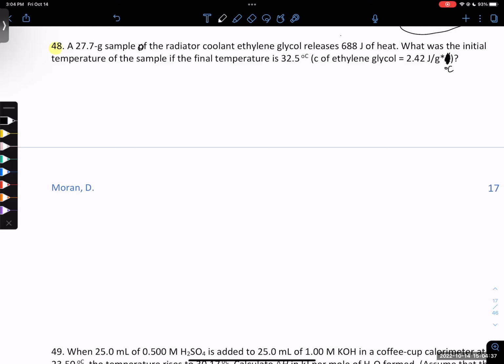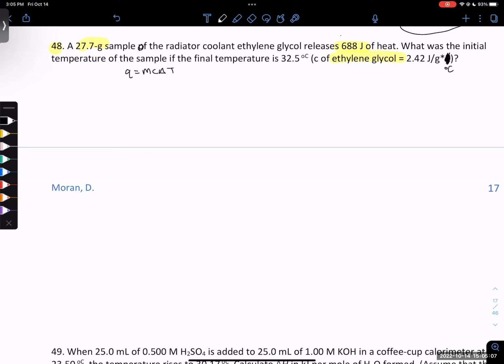Where should we start? Okay, so you're saying we have everything we need. We have the specific heat of ethylene glycol right here. We have mass, we have the heat, so we have 3 out of 4 variables, right? So Q is equal to MC delta T. It's releasing the heat, so that's going to be positive or negative?